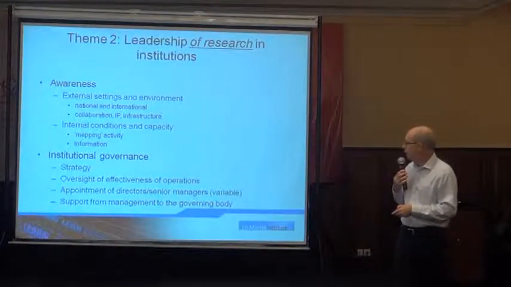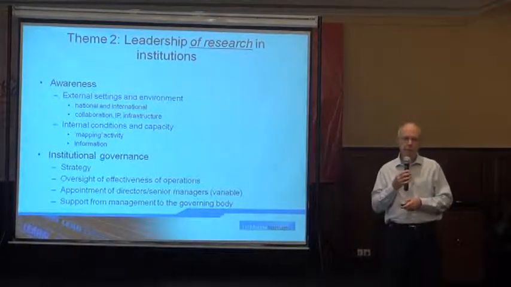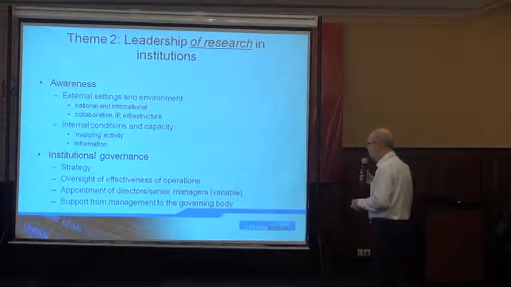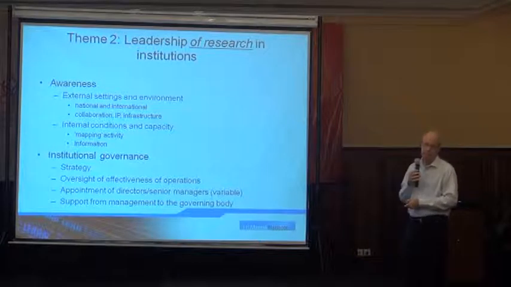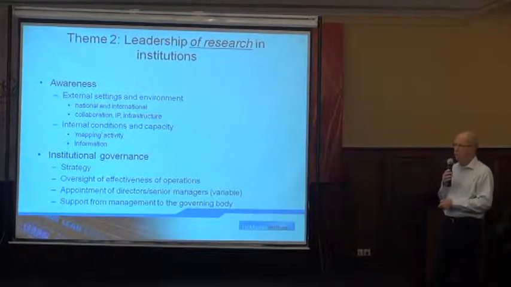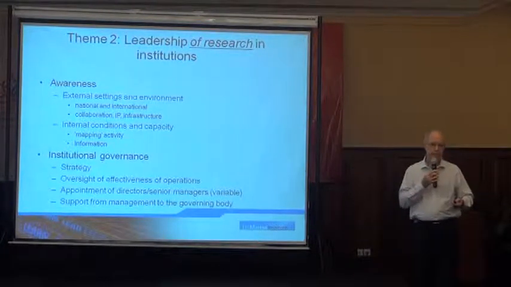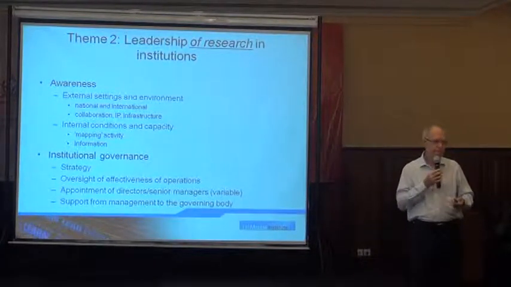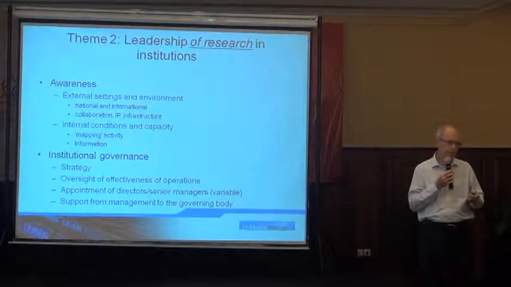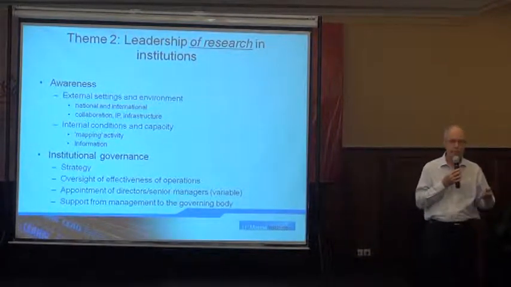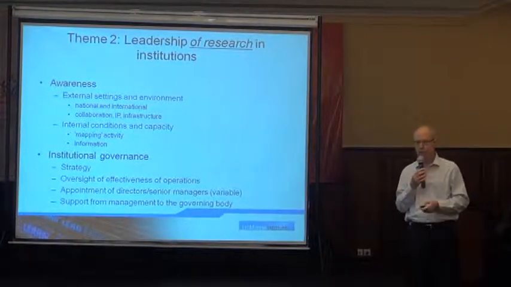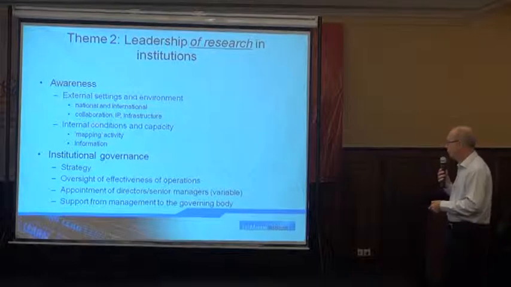Another aspect of all of this is what is the institutional governance of research. Have you got a strategy? And if you have a strategy, who was the one or who was the body which approved that strategy? I presume that the university has a research plan. Does the faculty have a research plan? How does that fit with the university's research plan? So is there a strategy?